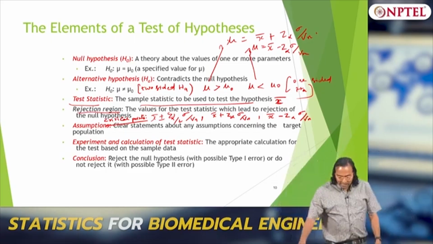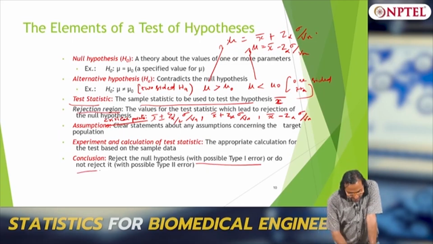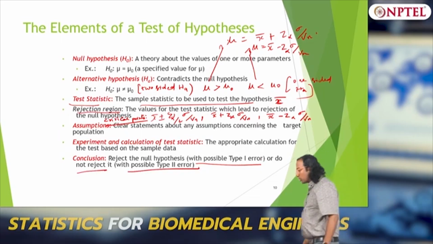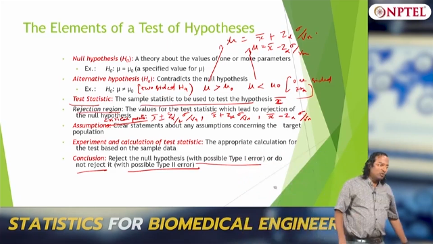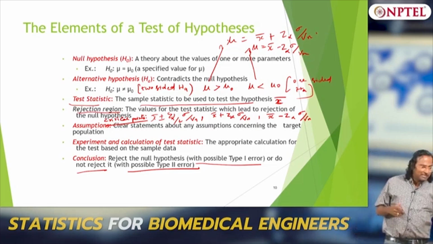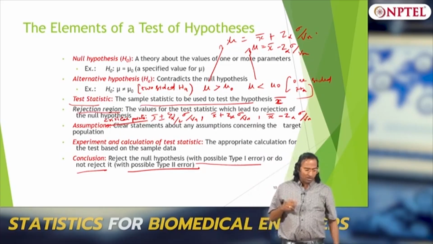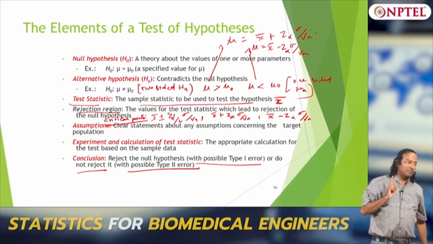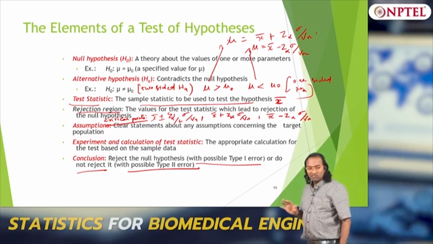And the conclusion is reject the null hypothesis with possible type 1 error, or do not reject it with possible type 2 error. Remember, whatever conclusion you make, you will make with error, okay. So if you reject the null it is type 1 error, if you accept the null you have a type 2 error. Make sense everyone? So far so good? Okay.